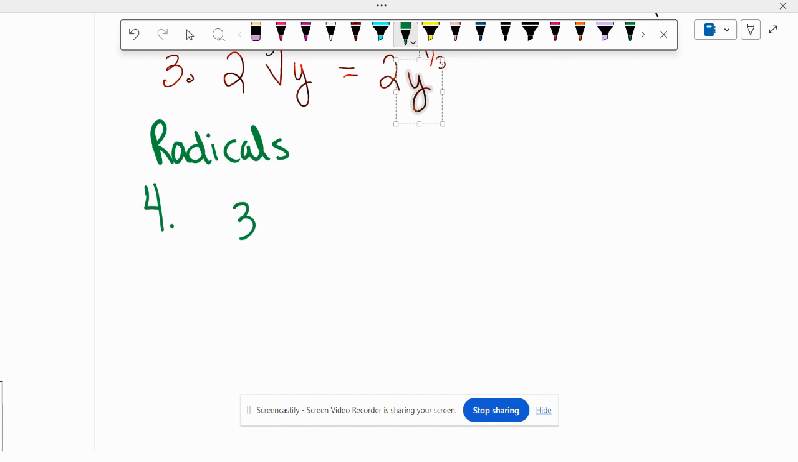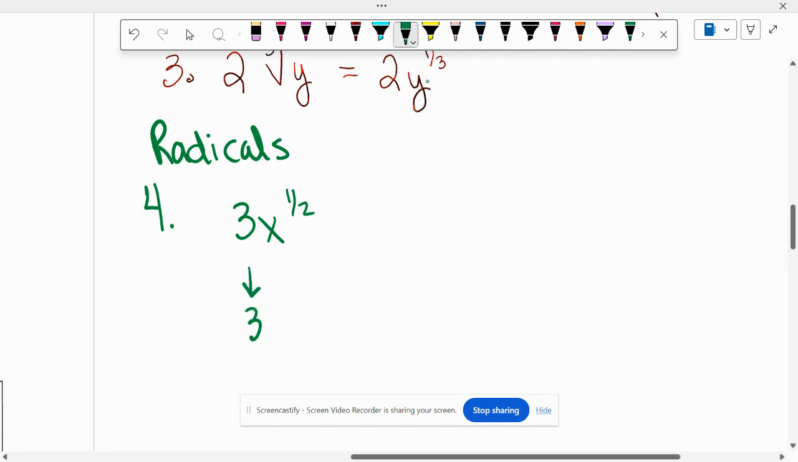I have 3x to the 1/2. What number is being raised to the 1/2 power? X. So x is the only thing that's going to go under the radical. So 3 times the square root of x.